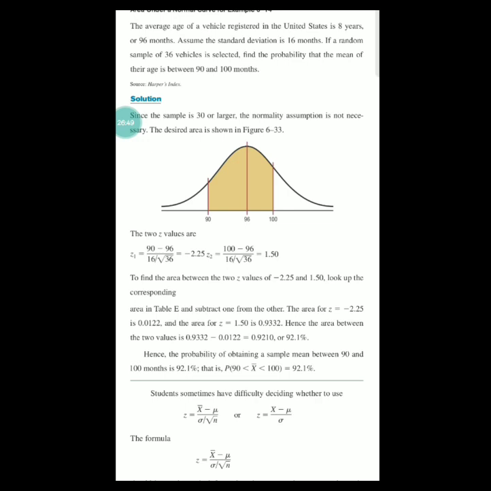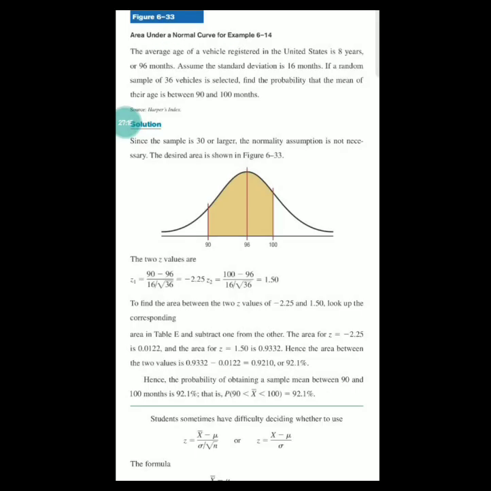0.0122, and the area for Z equals 1.50 is 0.9332. Hence, the area between the two values is 0.9332 minus 0.0122, which equals 0.9210, or 92.1%. Hence, the probability of obtaining a sample mean between 90 and 100 months is 92.1%.